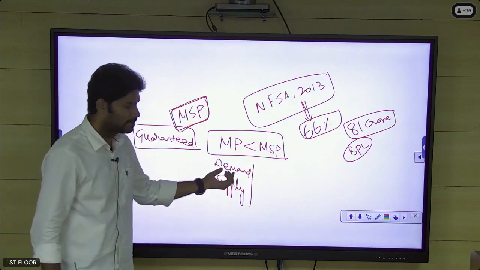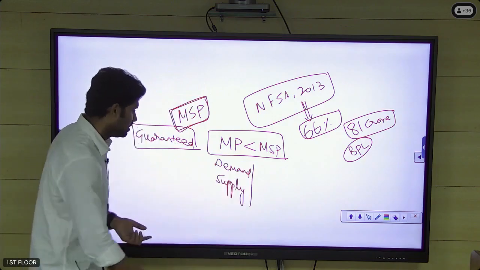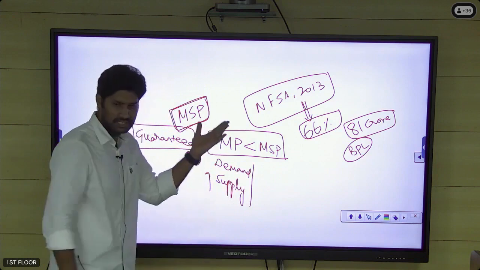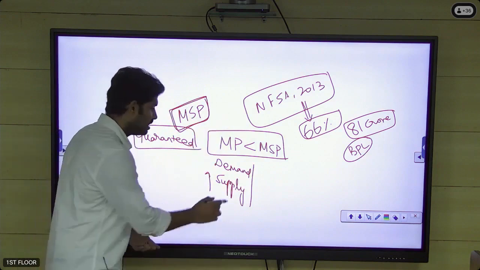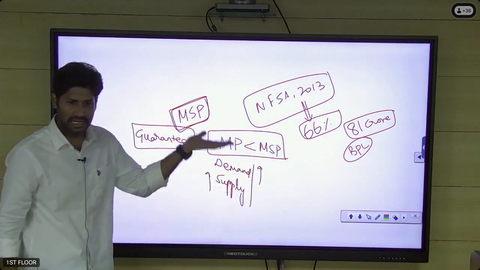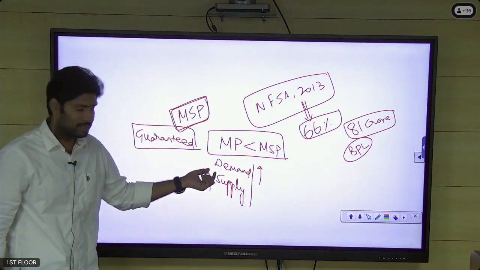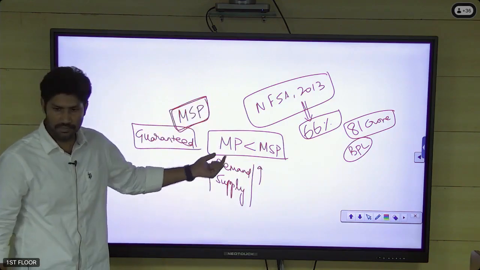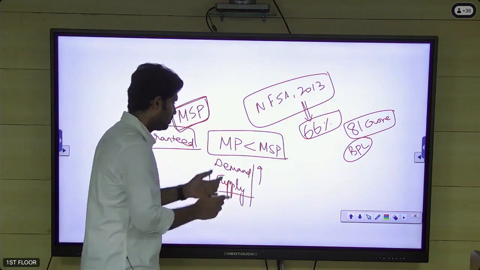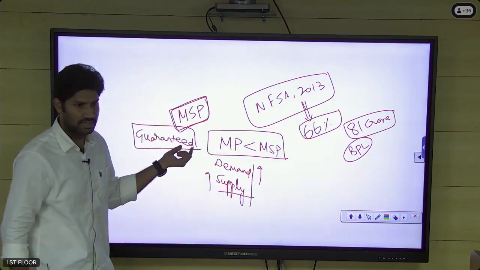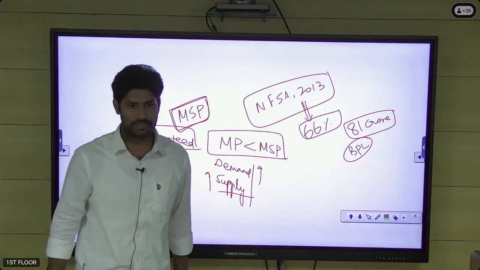market price is always determined by demand and supply. In the market, when the supply is more, the price will reduce. When the demand is more, the price will increase. So, these are the two forces of the market. In case of excess production, this policy, particularly the MSP policy, applies.